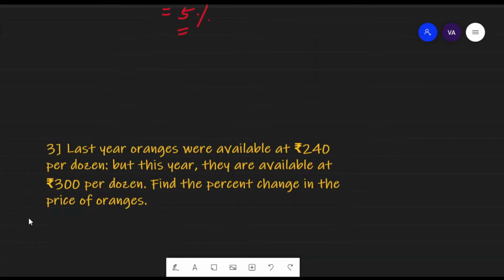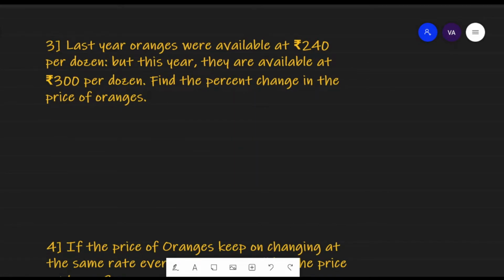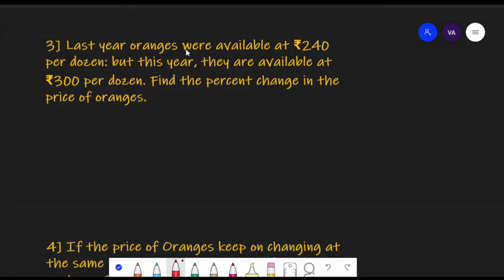Let's see another problem here. Last year oranges were available at rupees 240 per dozen, but this year they are available at rupees 300 per dozen. Find the percent change in the price of the oranges. So last year the price was 240 and this year the price is 300 per dozen.